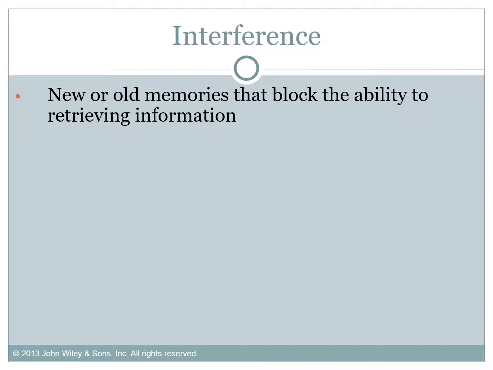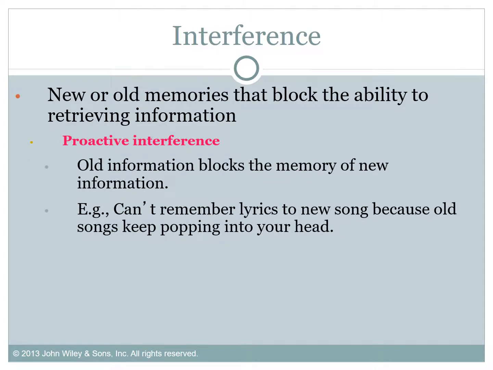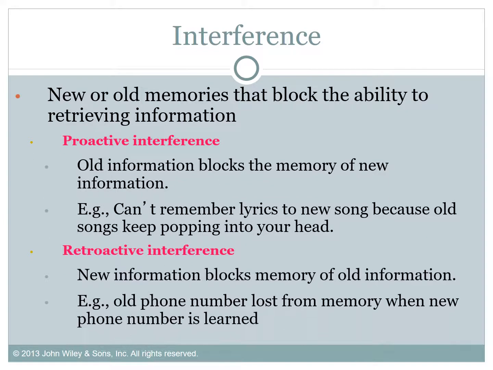Ebbinghaus also talked about interference, right? Having new or old information block the ability to retrieve information in one form or another. Proactive interference occurs when old information blocks your memory of new information.